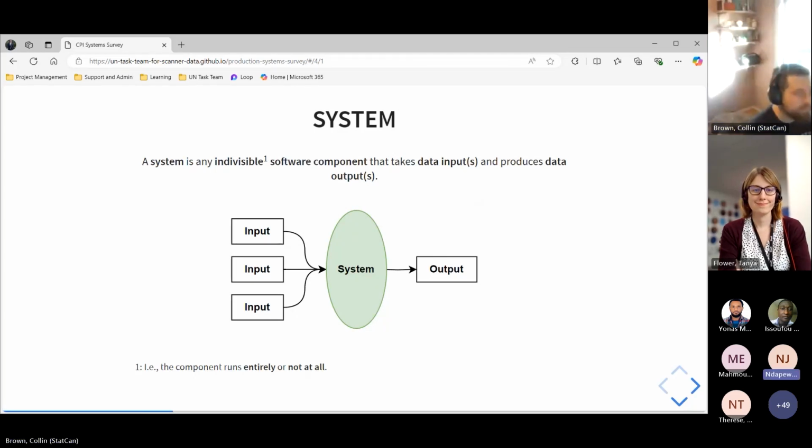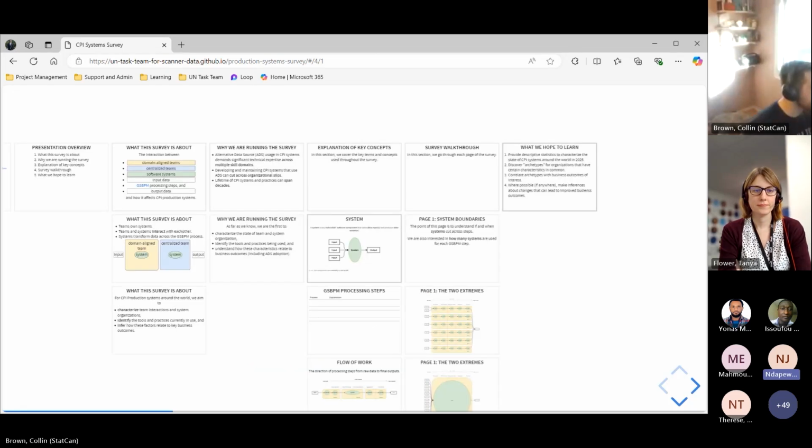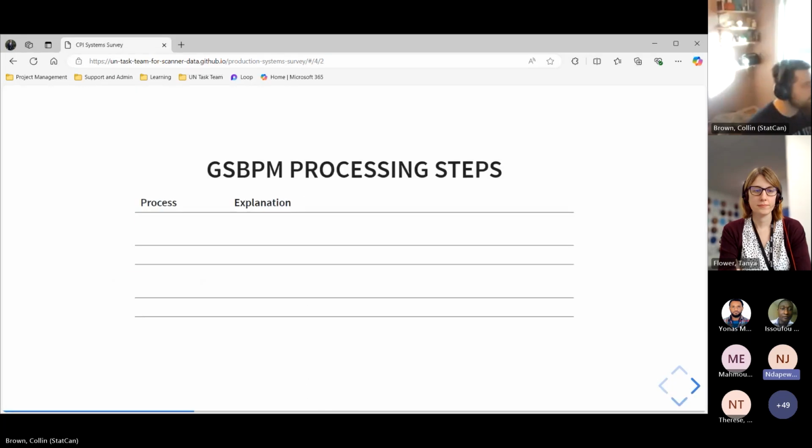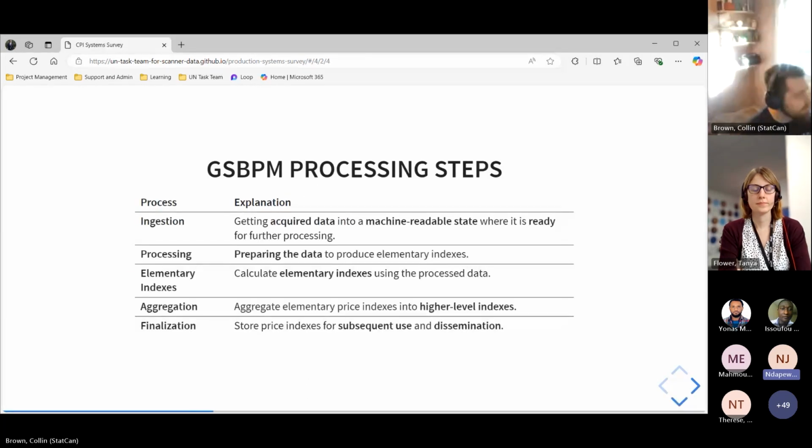Okay, so now let me give you an example of what we have. We have the ingestion part where we have a team of data collectors. They get the prices from the shelves and then enter the data on the tabs and send it to the second team, what we have as assistant statisticians, who do the verification and processing, and then the statistician does the elementary aggregation, and of course verification as well at some point, and finalization. Will that be like a three-system setup, or just one system?